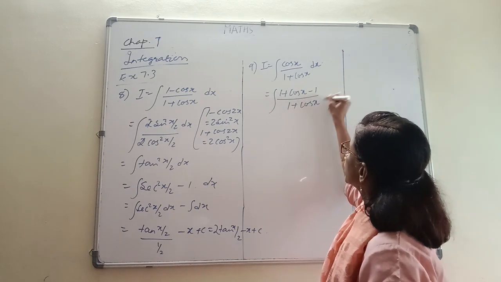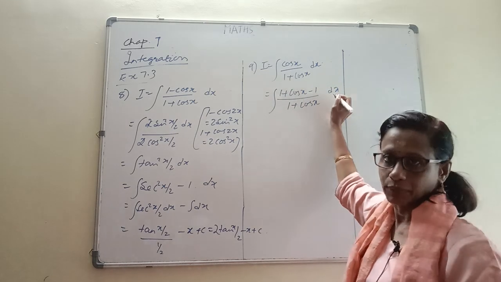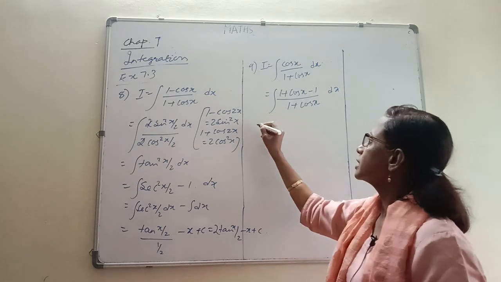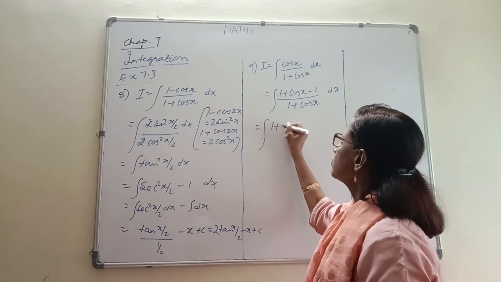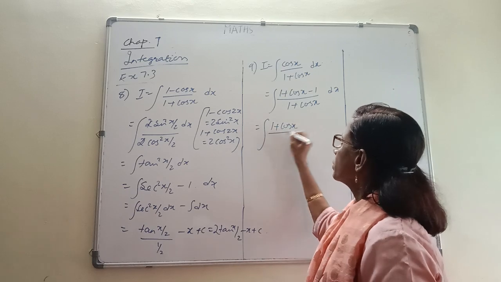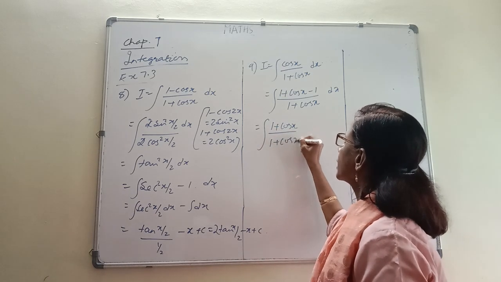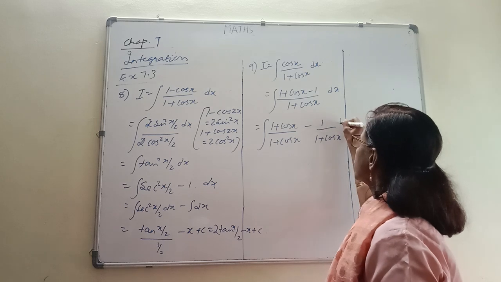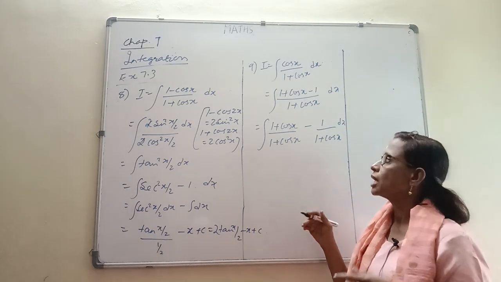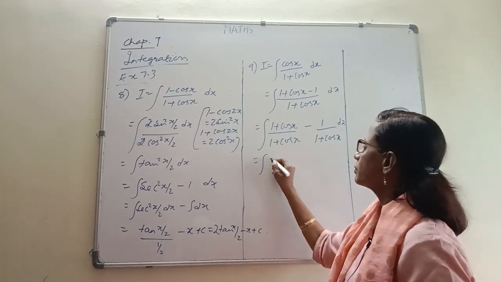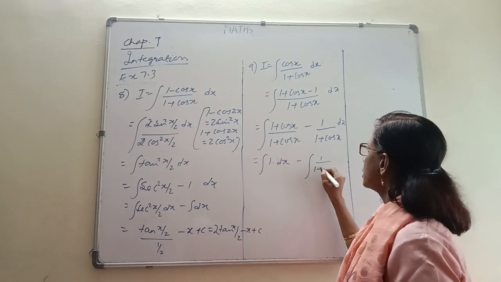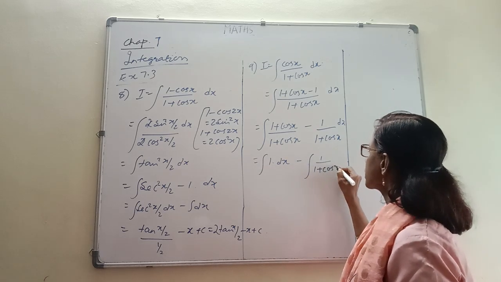What we have done is we have added and subtracted 1 so that we can get the 1 plus cos x in the numerator. If that is the case, then we can always write this as (1 plus cos x) over (1 plus cos x), minus 1 over (1 plus cos x). That's how we are distributing the term into two parts. Obviously, therefore, this first part will become integral 1 dx because it will cancel, and the second part will become 1 over (1 plus cos x) dx.